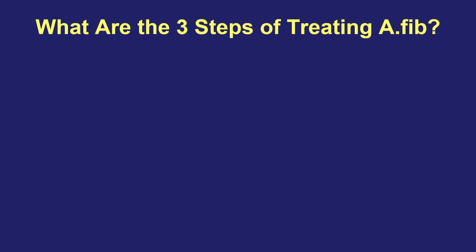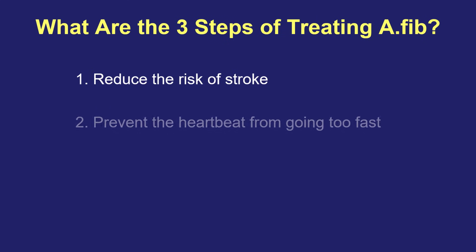So I mentioned that there are three steps in treating atrial fibrillation, so let's review what these steps are right now. The first step is to reduce the risk of stroke. People with atrial fibrillation are at an increased risk of stroke, and we will review why, and that is the most important first step when we have somebody with atrial fibrillation. The second step is to try to prevent the heartbeat, the bottom ventricles, the pumping chambers, from going too fast during atrial fibrillation, and we'll review methods on how we can do that.